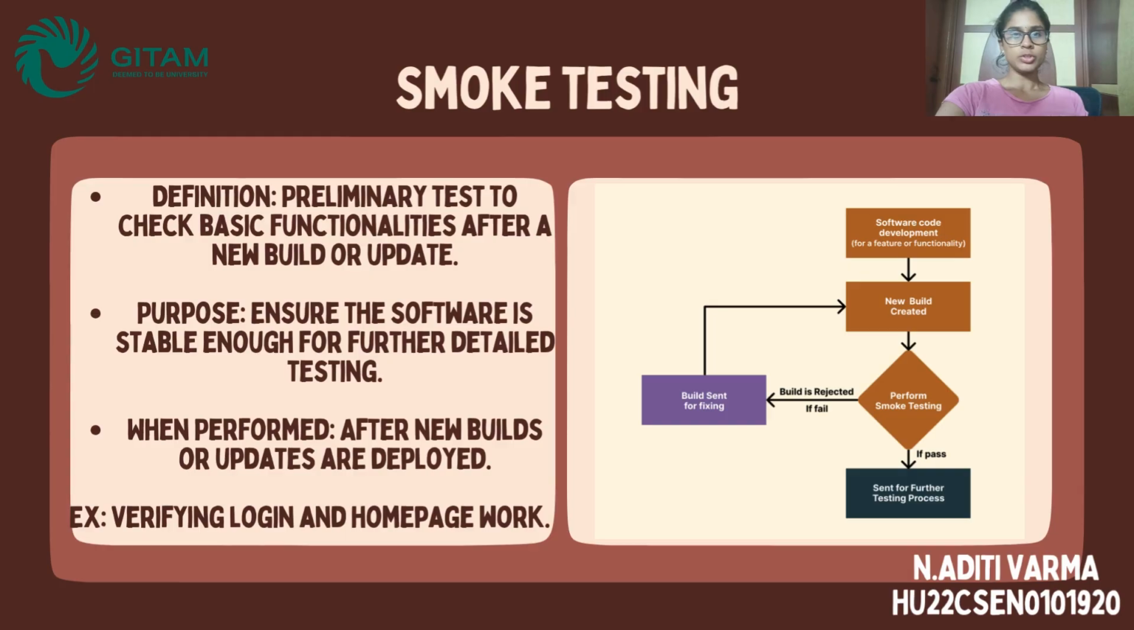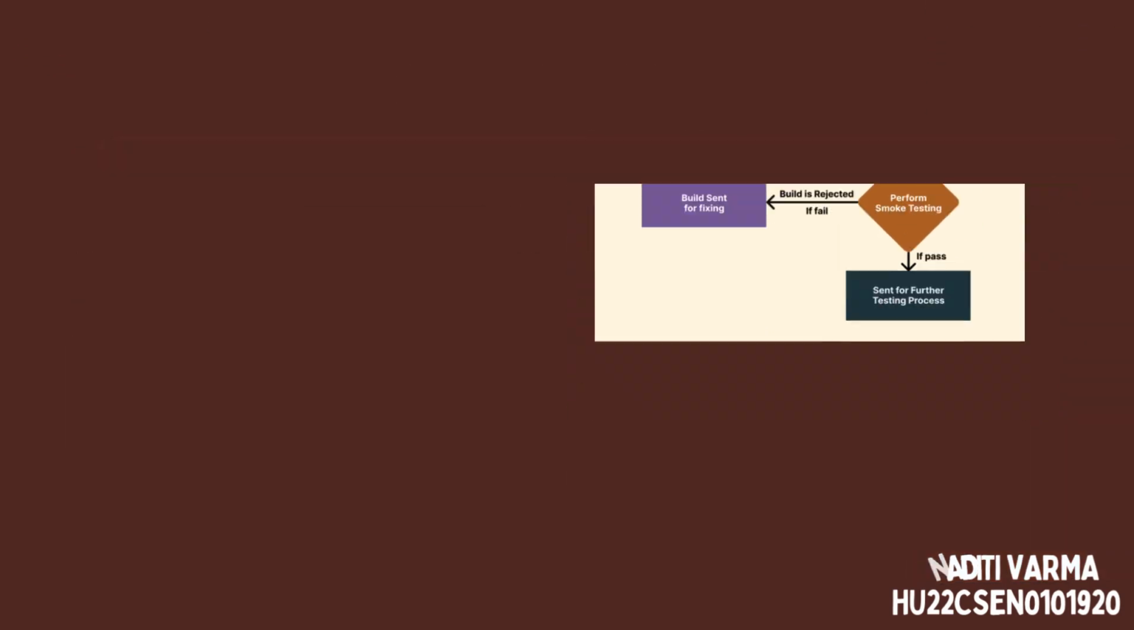When performed right after new builds or updates are deployed, the process is: a new build is created, and smoke testing is performed. If it passes, the build proceeds to further testing, but if it fails, the build is sent back for fixing. For example, checking whether login and the home page load correctly.